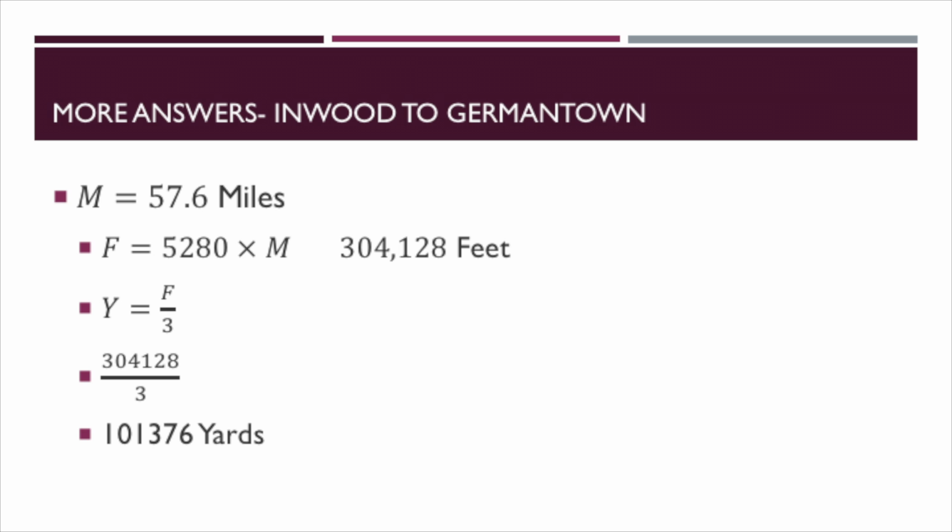Now, how many yards is that? Well, again, we know that yards is feet divided by 3. So we take 304,128 divided by 3, and we get 101,376 yards. So it's 101,376 yards from Inwood to Germantown. So think if you had that 3-foot measuring tape, 1 yard, you'd have to measure it 101,376 times to go from Inwood to Germantown.